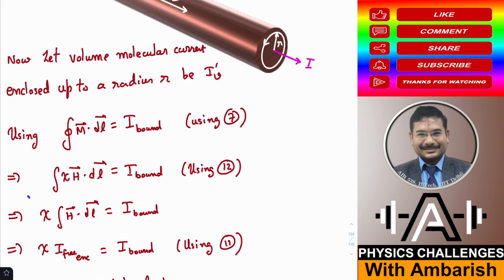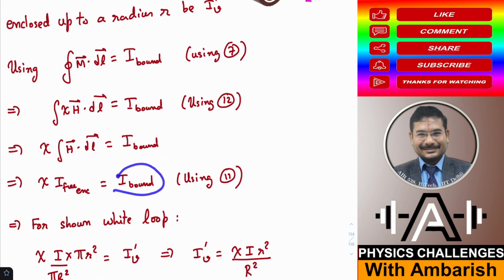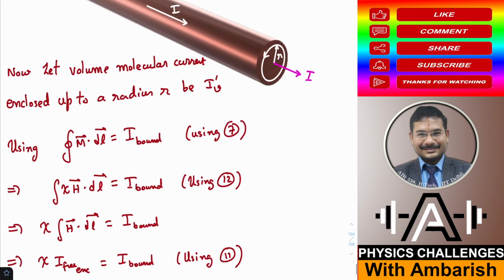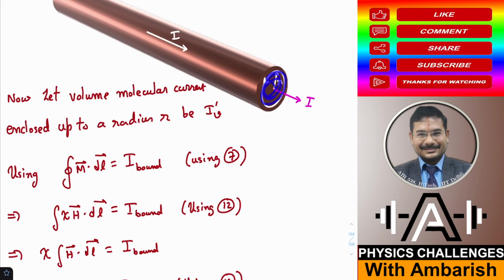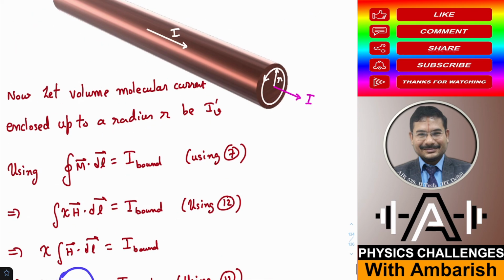So you take chi outside, so chi times H dot dl is I bound, or we can say that chi times I free enclosed is I bound. So the bound current up till radius r, I can simply say that it is chi times the free current enclosed, right? So for the shown loop, if I just consider this white colored loop, what is the free current enclosed? Total current is I and total radius is capital R.